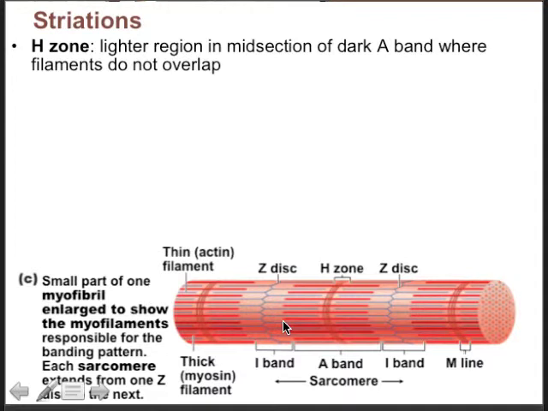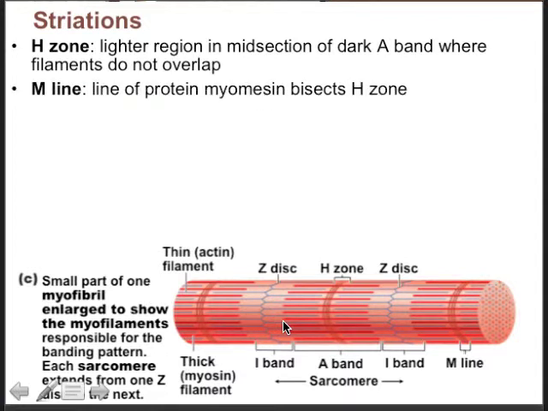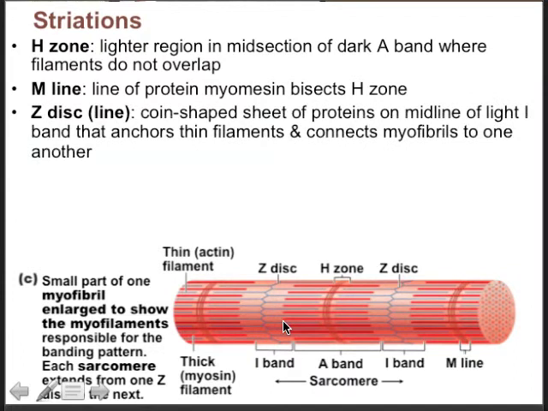The H zone, known as the hypochromatic zone, meaning it is less dark than the surrounding bands that it neighbors, is the light region in the midsection of the A band where the filaments don't overlap. The M line is the line of protein made up of myomesin that bisects the H zone and essentially serves as an anchor for the myosin. And the Z disc is a coin-shaped sheet of proteins on the midline of the I band that anchors the thin filaments and connects the myofibrils to each other.